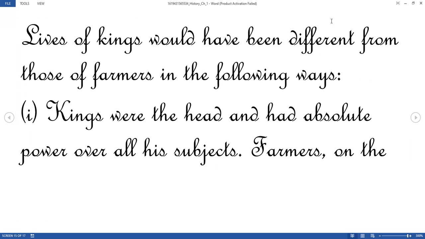So kings would have been different from the farmers in many and many ways. So life of kings, sorry, could have been different from those of farmers, right? So we are going to write two ways at least.